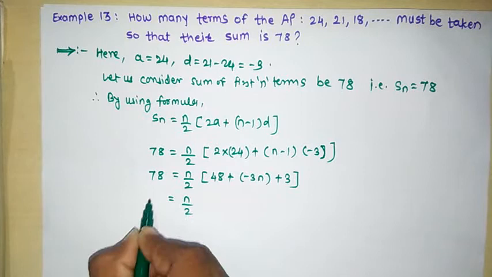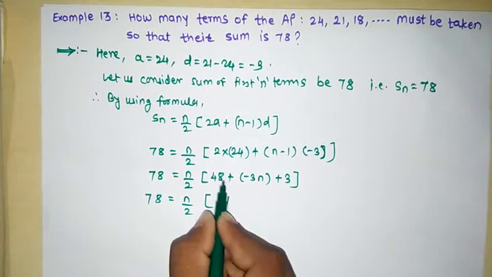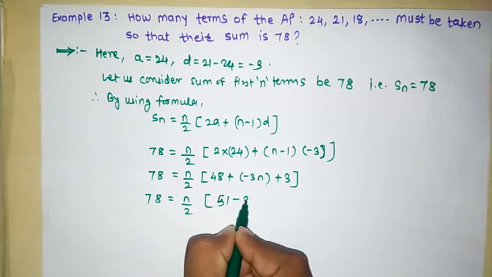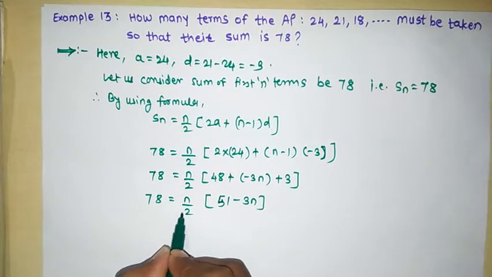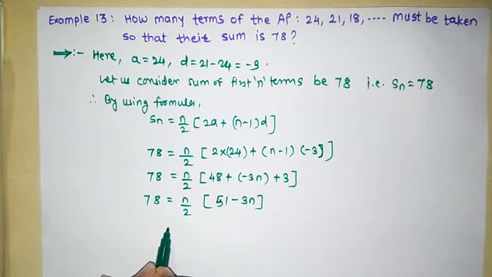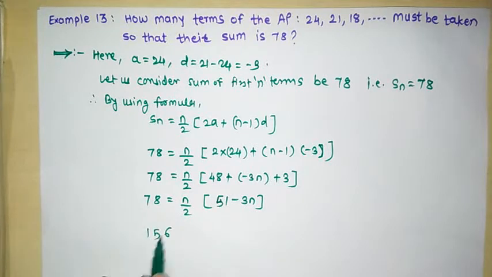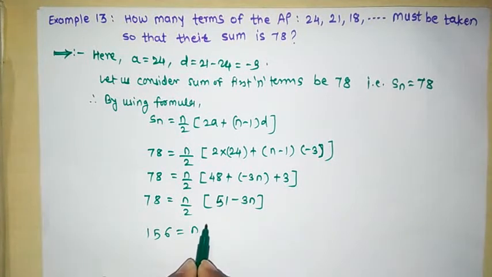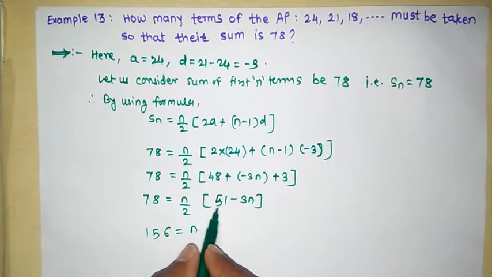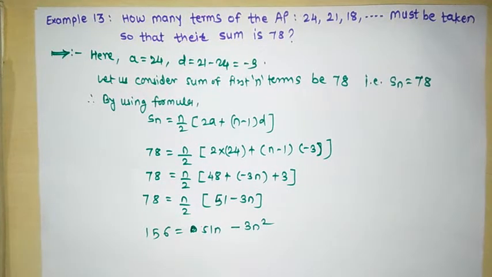See here, now n by 2 as it is and 78. 48 plus 3 is equal to 51, and 51 minus 3n as it is. Now send this 2 towards the left hand side. It will become 78 into 2, how much? 2 8s are 16, 2 7s are 14, plus 1 is 15. 156 is equal to n into the bracket, that is n into 51, that is 51n minus n into 3n, that is 3n square.